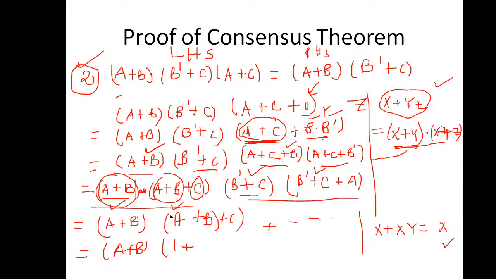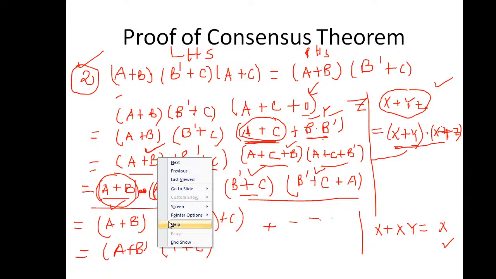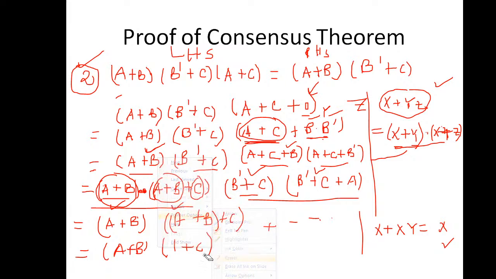So you can write it in another bracket. Is it clear now? So 1 plus c is what? 1 plus c is 1, right? So if 1 plus c is 1, what are you getting ultimately? You are getting a plus b, right? You are ultimately getting a plus b. I hope it is clear to you.